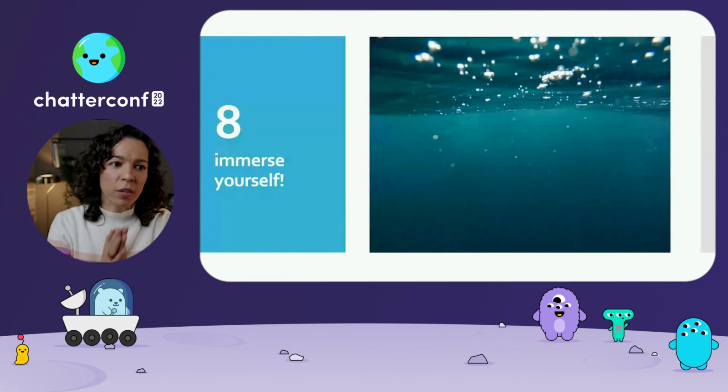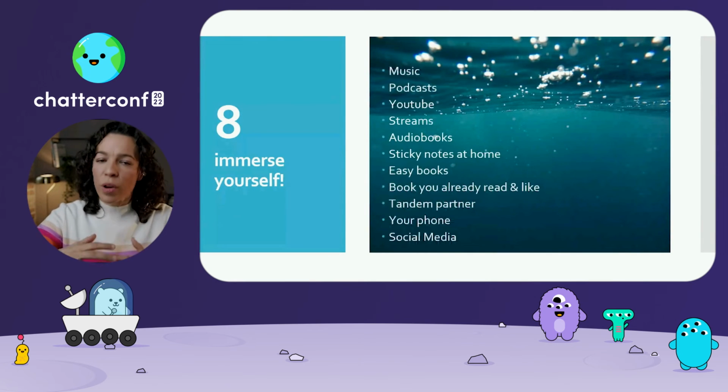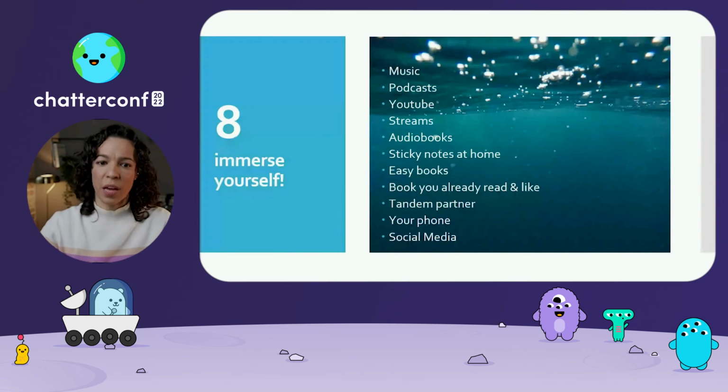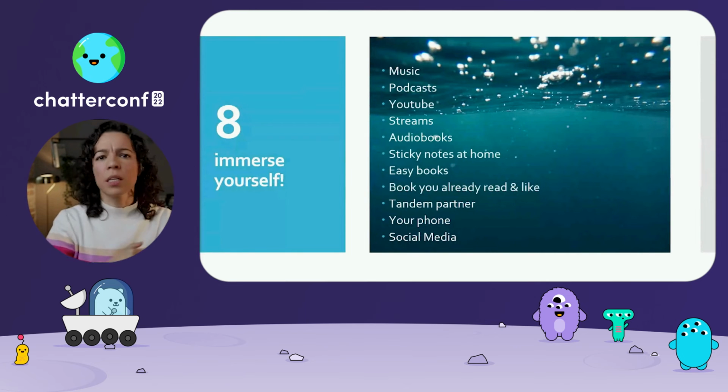So Scott Chapman, the CEO of Chatterbug, was talking about this at the opening chat. So you can immerse yourself with the internet. So listen to music. I was talking about that, but if you don't want to be looking at every lyric, you could just listen to music, and some words you're going to understand. And the longer you listen, the more you're going to learn. You can listen to podcasts.